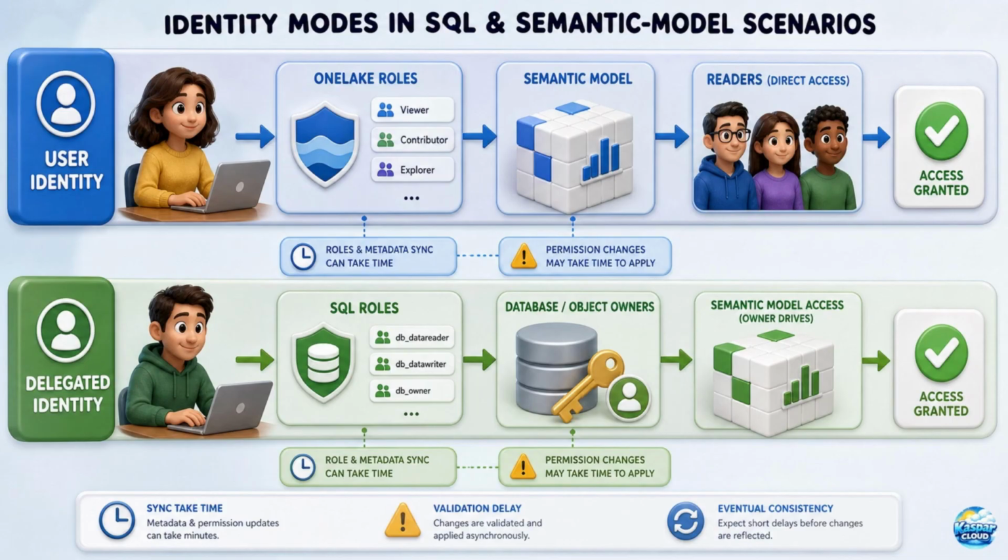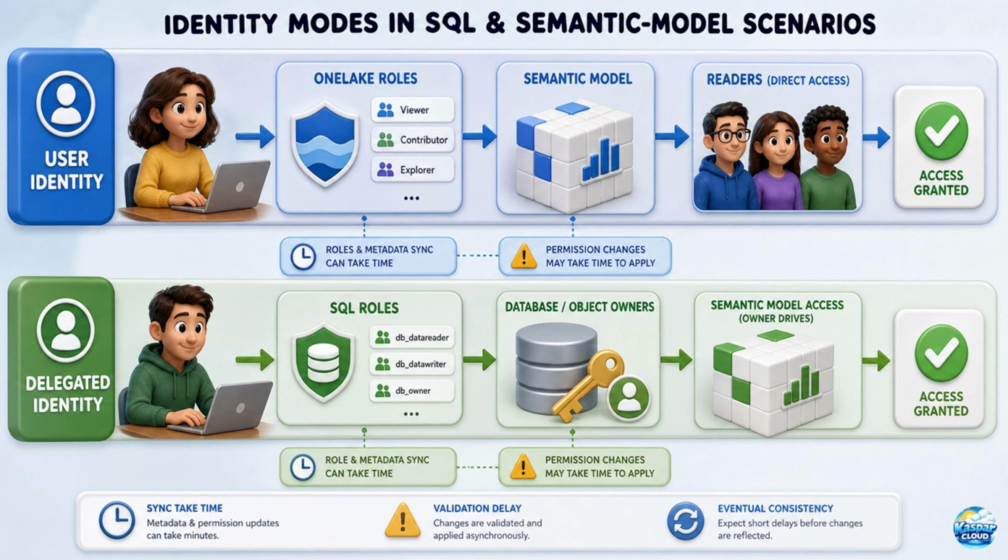There are important identity considerations when using OneLake security with SQL and semantic model scenarios. In some cases, user identity is used to enforce access based on the calling user, while in other scenarios, access is based on a delegated identity such as a service or item owner. The exact behavior depends on the Fabric workload and configuration.